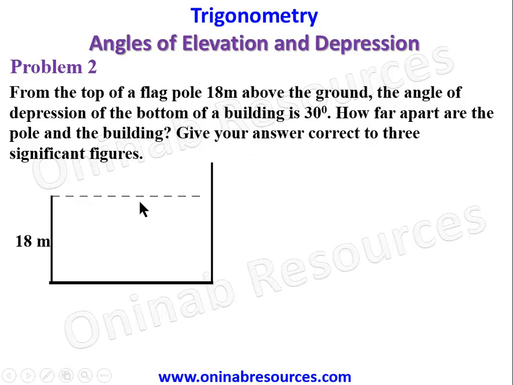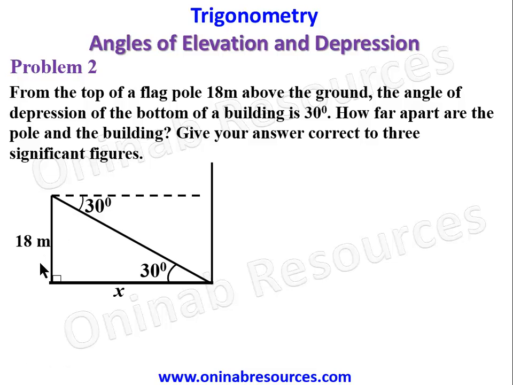So we need to create the normal. The angle of depression is set to be 30 degrees, joining that top to the bottom of the building. This angle here is 30 degrees, and this angle here is 90 degrees. Therefore, this is also 30 degrees. So having gotten that, we say how far apart are the pole and the building. Take the distance between the building and the pole to be x meters.